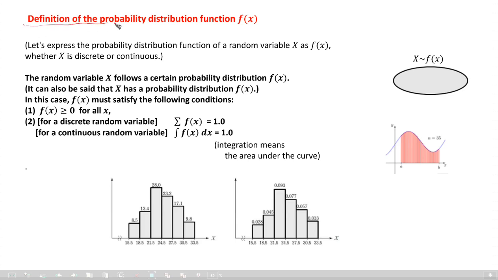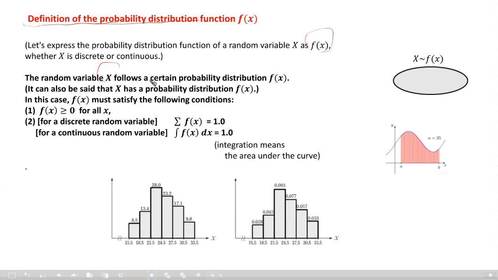Okay. Definition of a probability distribution function f of x. For a discrete random variable, they say probability mass function. For a continuous random variable, somebody says probability density function. But I think we don't have to distinguish the terminology of mass and density, the same thing. Let's express the probability distribution function of a random variable x as f of x, whether x is discrete or continuous.